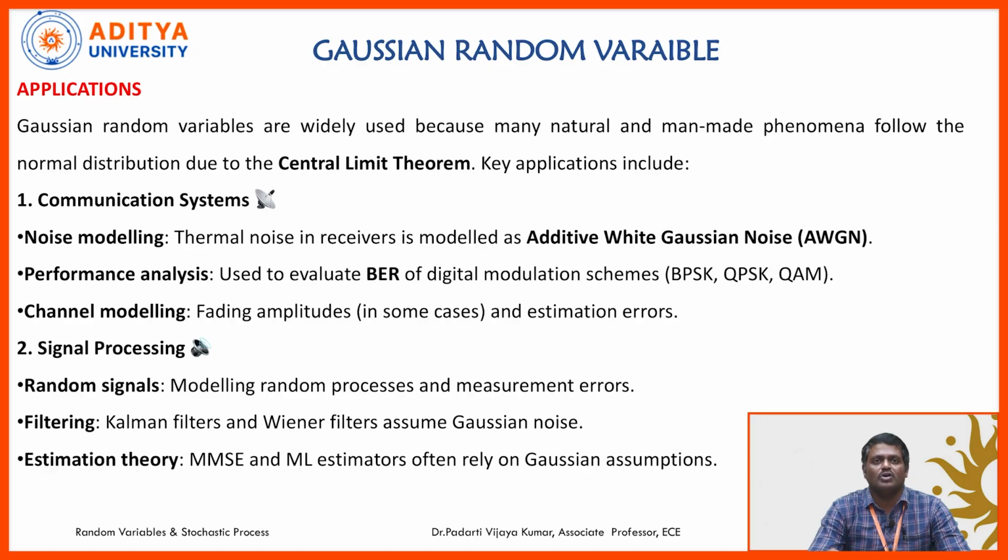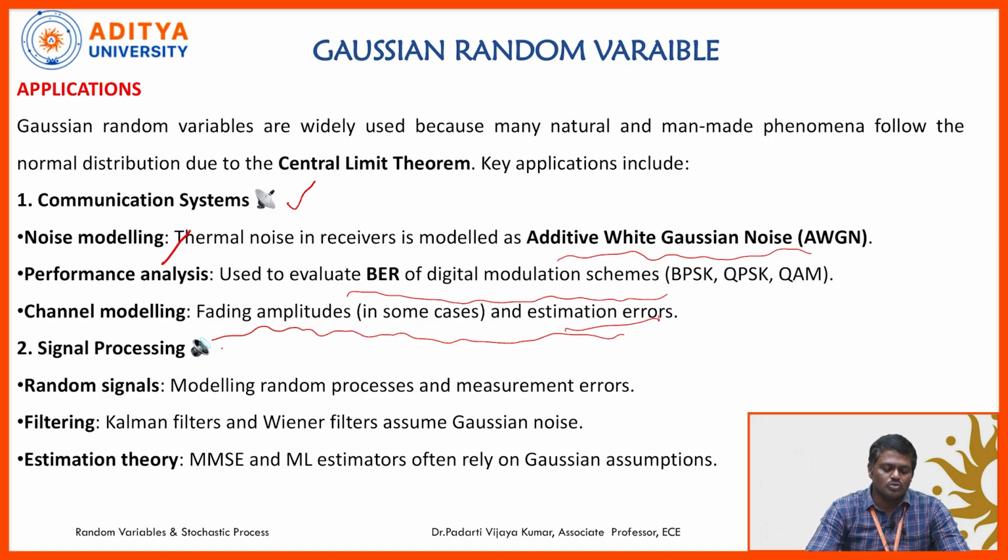The Gaussian distribution function is mainly used in many applications. One of the familiar applications is communication systems. For noise modeling, we use the Gaussian distribution function. Thermal noise in the receiver is modeled as additive white Gaussian noise. And also for performance analysis, for bit error rate calculation using digital modulation schemes like BPSK, QPSK and QAM, and in channel modeling, the fading is generally assumed to follow a Gaussian function for estimation of errors.